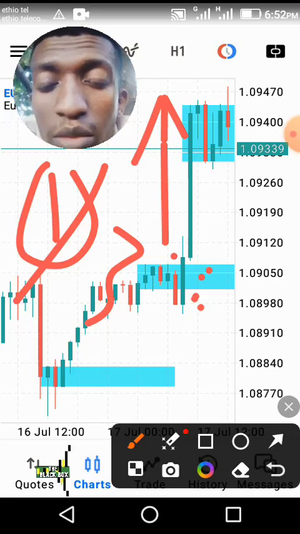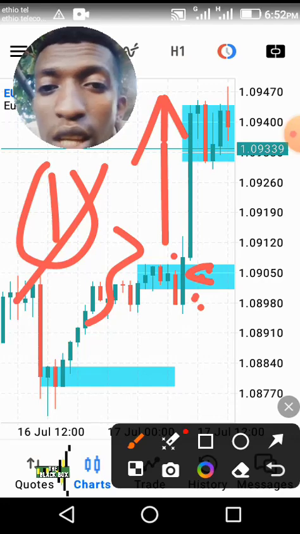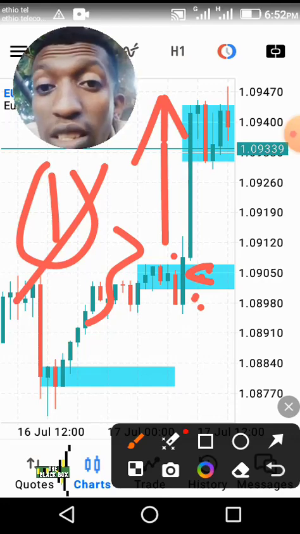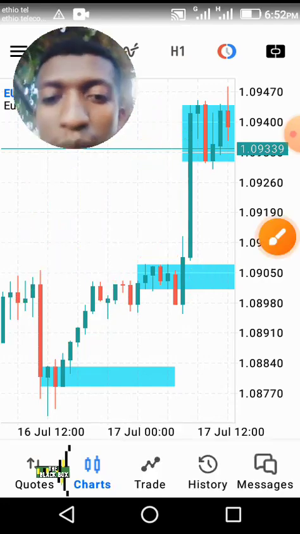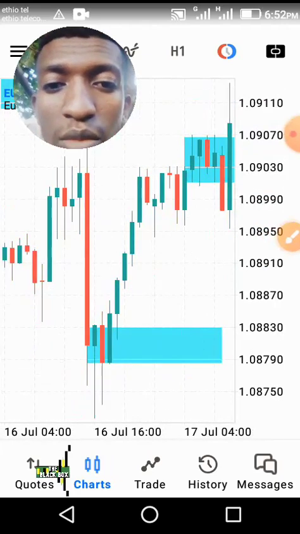Why? Because the silver zone is a high probability area. That is a silver zone, bro. It is a gate. So that is a balance. It shows a balance between the buyers and sellers.